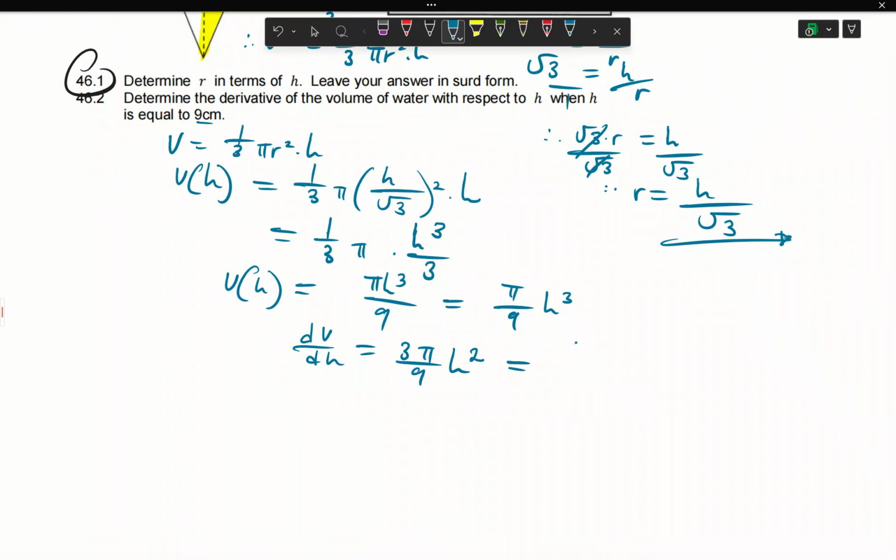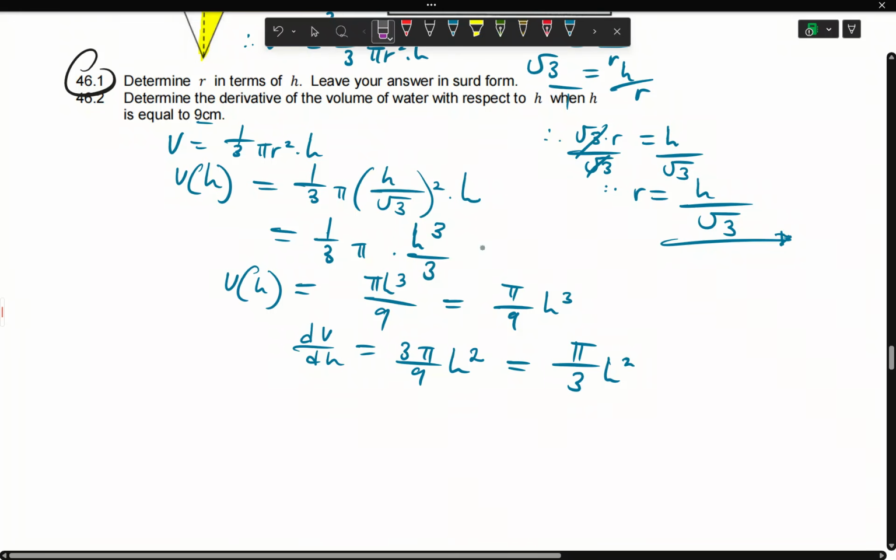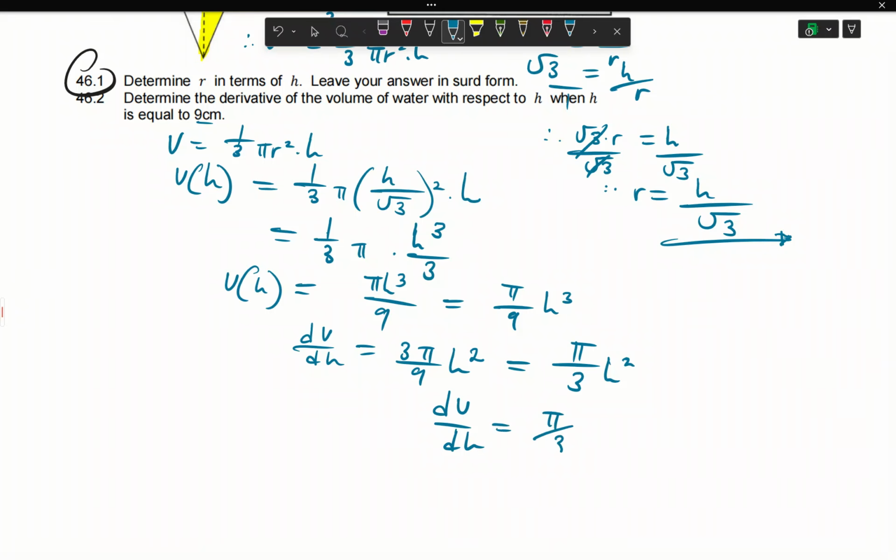Okay, this is 1 all over 3, 3 3 6 9 1 2 3. So this is 3 and 2h and then squared. Don't forget the pi. So make the substitution now, né? So dv all over dh, or dv with respect to h, there will be pi all over 3. What is h now? h is 9 squared. What is the answer there?